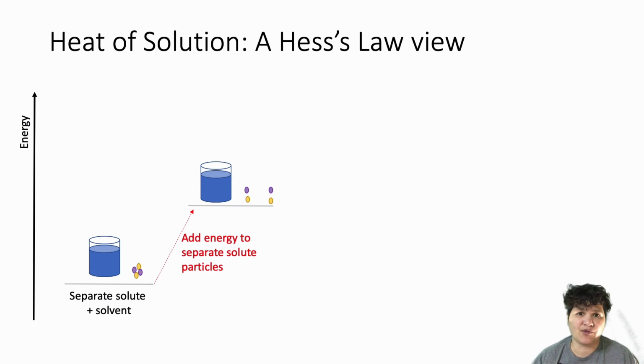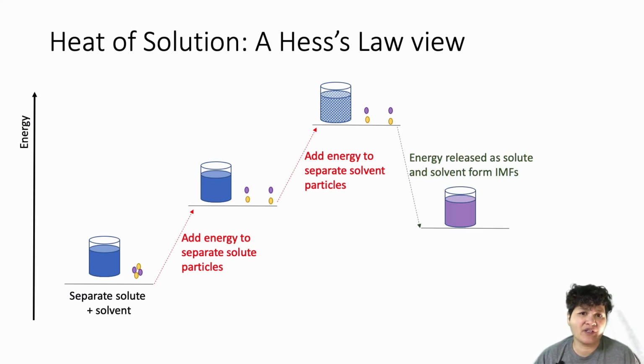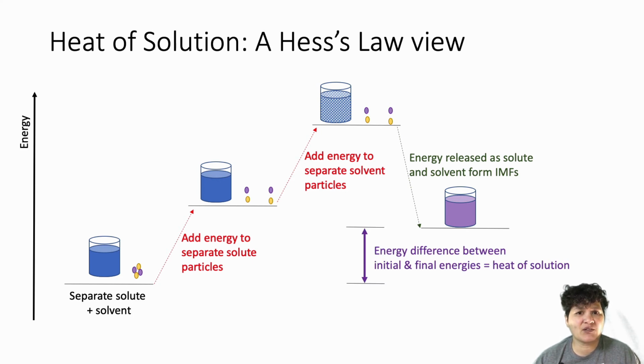Then we have to start pulling things apart. So we have to separate the solute molecules. To do that, we have to put energy in, which puts us up to a higher energy state. Next, we're going to separate the solvent molecules from each other. That also requires an input of energy, so we're going to go up to an even higher energy state. And then we're going to put the solute into the solvent. It's going to form new intermolecular forces, and as it releases energy, it brings us down to a lower energy state.